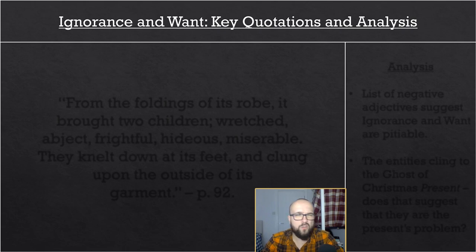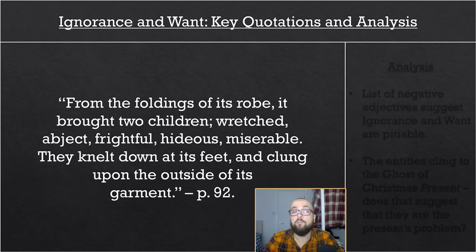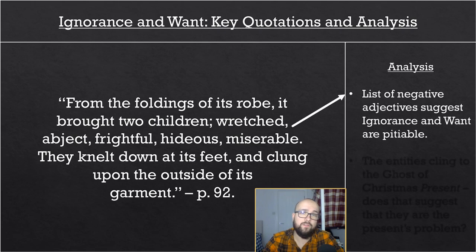After Scrooge notices the foot or claw, the ghost of Christmas present properly presents ignorance and want to Scrooge. From the narration, we learn, "From the foldings of its robe it brought two children, wretched, abject, frightful, hideous, miserable. They knelt down at its feet and clung upon the outside of its garment." But what can we say about ignorance and want based on this quotation? Well, the list of negative adjectives in the first sentence suggest a number of things, but I've decided to settle upon the idea that they present ignorance and want as being pitiable, so as things worth feeling sorry for.